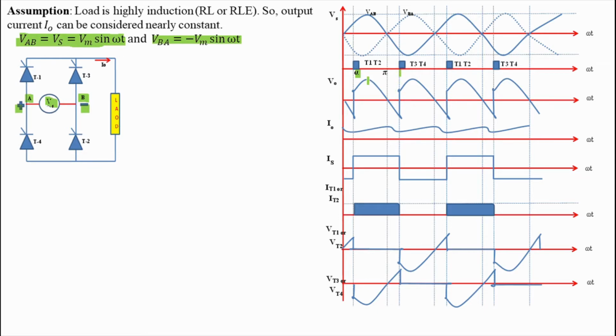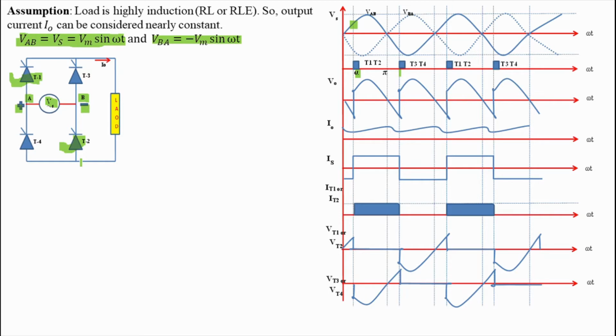If we look at the waveform, at omega t is equal to alpha, VAB is greater than 0. Means anode to cathode voltage of thyristors T1 and T2 is greater than 0. So both conditions to turn on the thyristor are satisfied now. Means anode to cathode voltage is greater than 0 and gate pulse is applied. So T1 and T2 get turned on and they will start acting as short circuit.